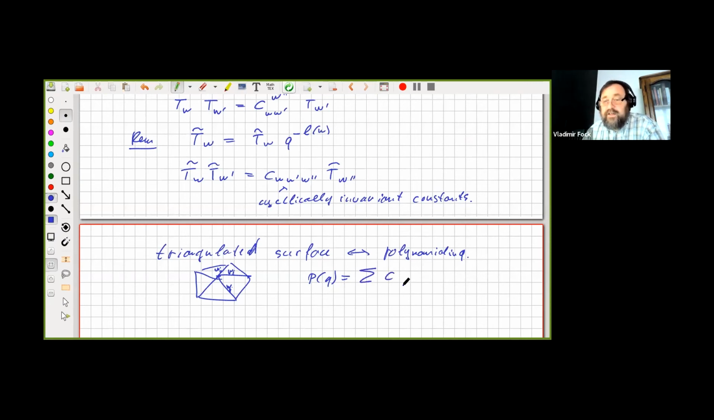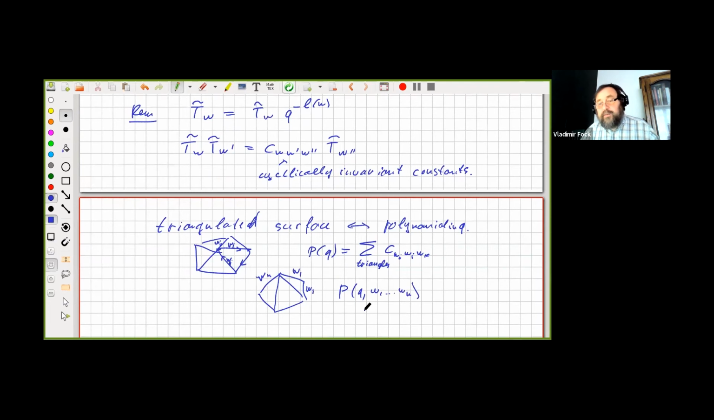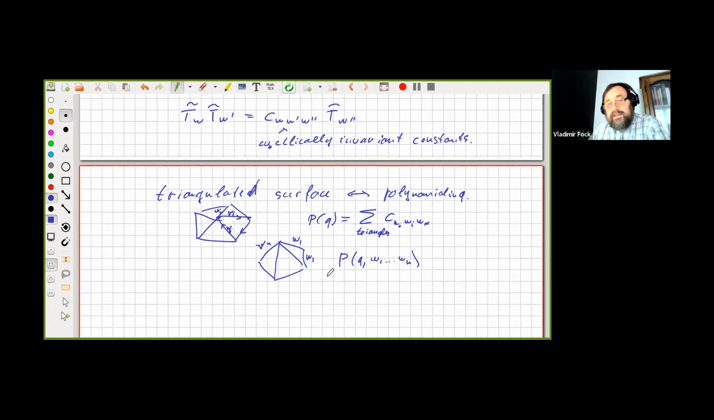So you have a sum of C, Wi, Wj, Wk over the triangles. But well, W is actually associated to an oriented edge, so you need to orient the edges, and every time you change the orientation, you need to replace W by W inverse, and you can compute a polynomial. Of course, if instead you have a polygon which is triangulated, then you get a polynomial which depends on Q, but also depends on external edges. So you have W1, W2, etc., Wn, which is also a polynomial.